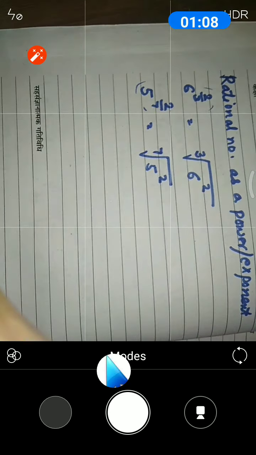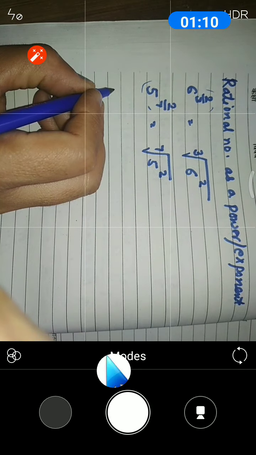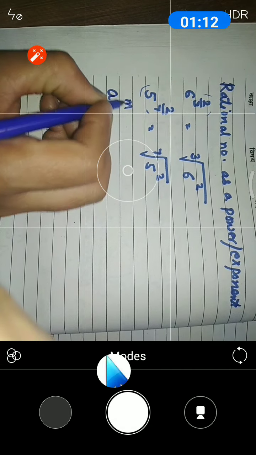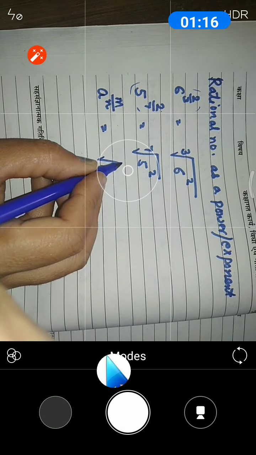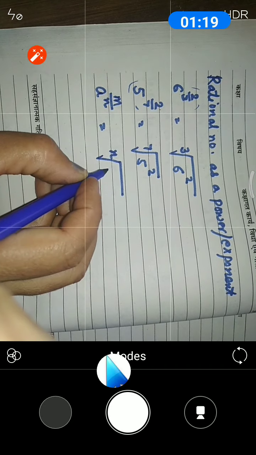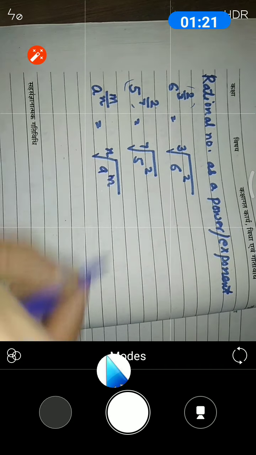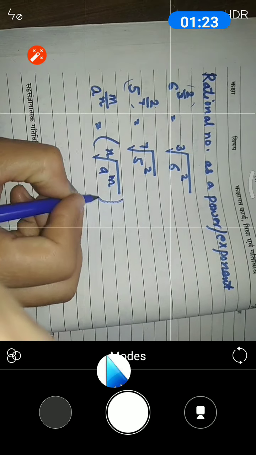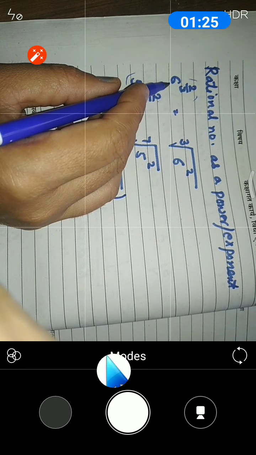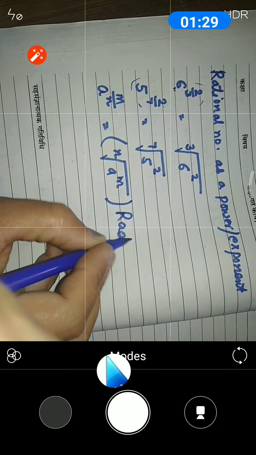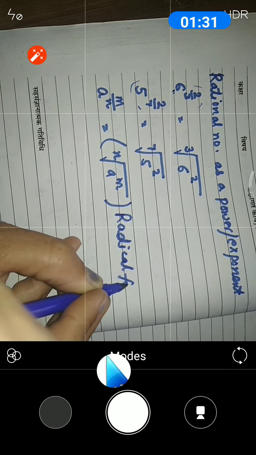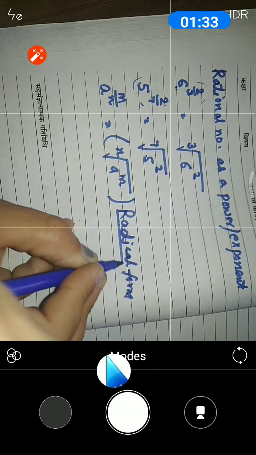Let me take an example. In general we take a raised to the power m by n. So how do we write this? We write n outside and a raised to the power m inside. This form, when we write any exponential form in this way, we call a radical form. Means the exponent form is converted into a radical form.